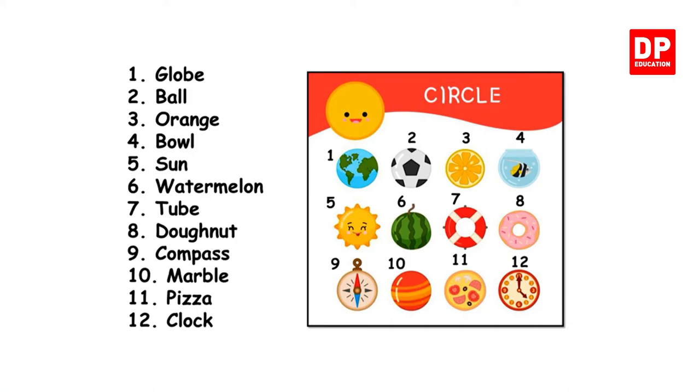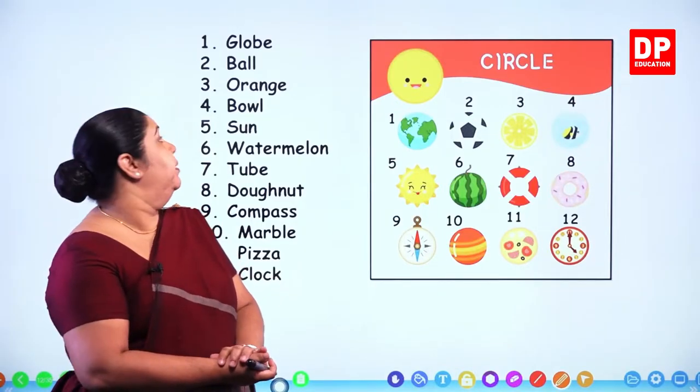This is the circle. Right, now let's take a look at some objects which come in this circle shape.